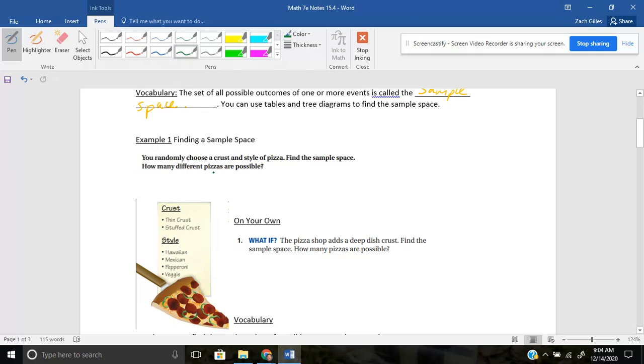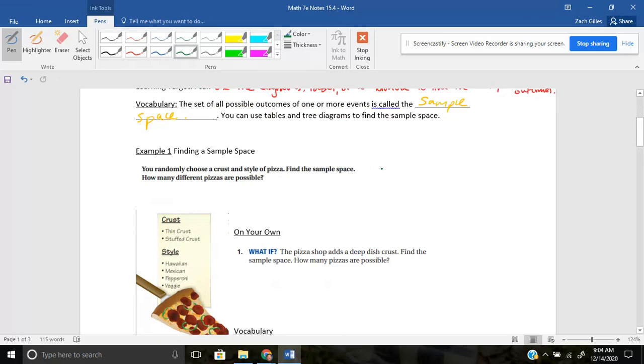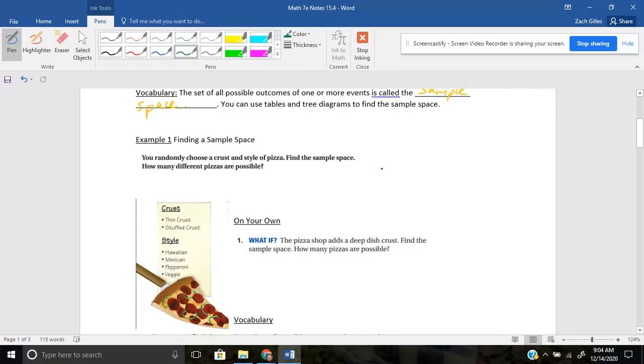So what I'm gonna do first is I'm gonna use a tree diagram. We talked about that being one of the ways for our learning target that it wants us to use, okay? So first I'm gonna start off with my crust. I have different types of crust that I can get. Then I have different styles of pizza. And then I'll have my outcome. So these two put together, okay?